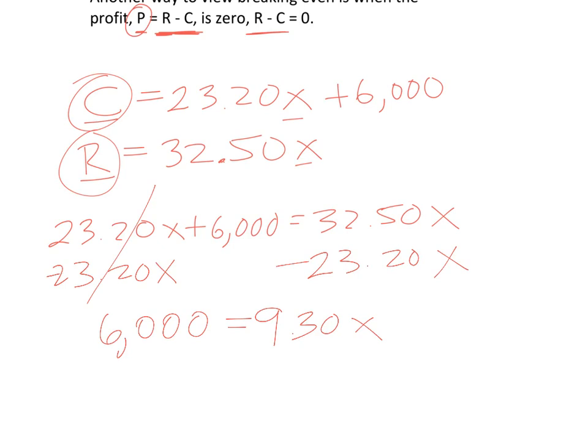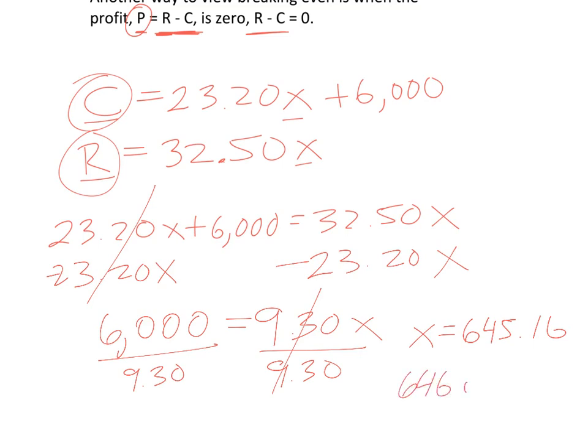Alright, 930x, then we divide by 930, and x is equal to 645.16. If you're trying to get the number of units, you always round up. So 646 units. Since we're working in the real world now, we have to sell more than 645 units if we want to break even. We have to sell above that because we have the 0.16 here. So you round up to the next whole number, 646 units. That's all there is to that.